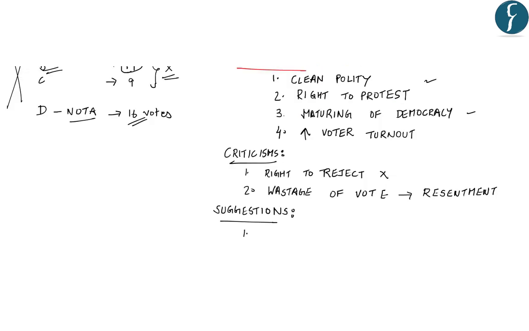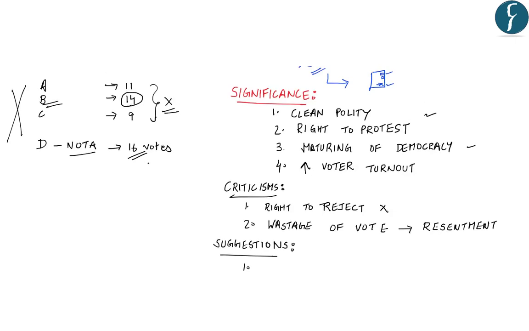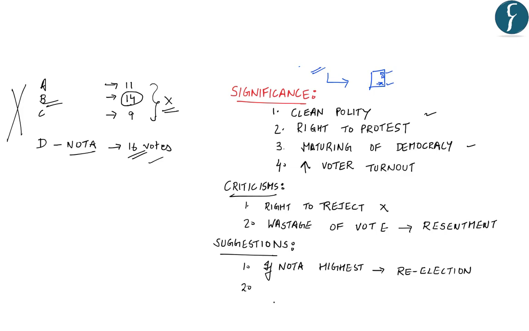The first suggestion which people give is that if you have a situation like this where you have NOTA as the highest securer of votes, then re-election should be held. Now the second suggestion says that in such a situation where a re-election is to be held, the cost of re-election should be borne by these three parties together because they did not put up candidates which were acceptable to the majority of the people, and therefore they should bear the cost of re-election.